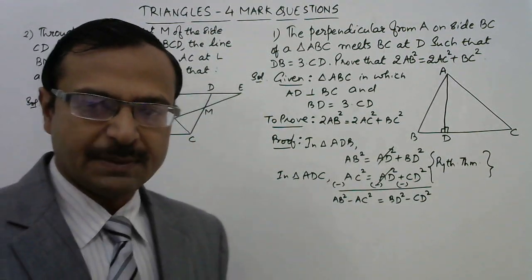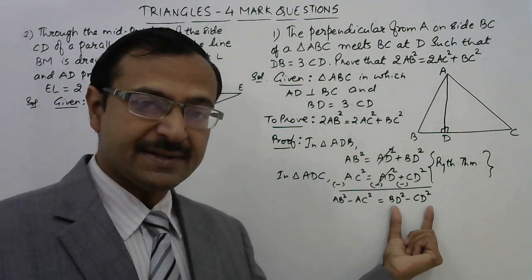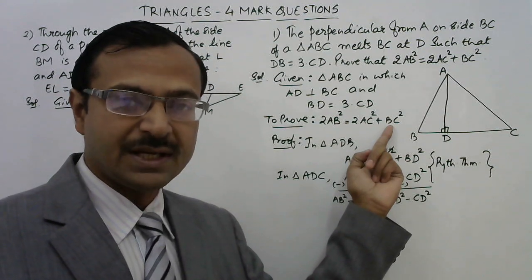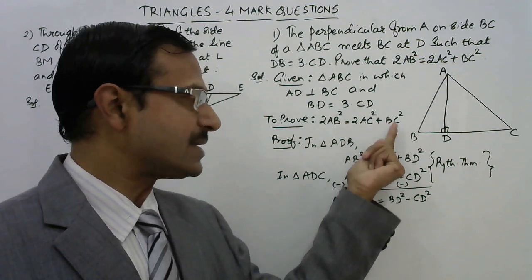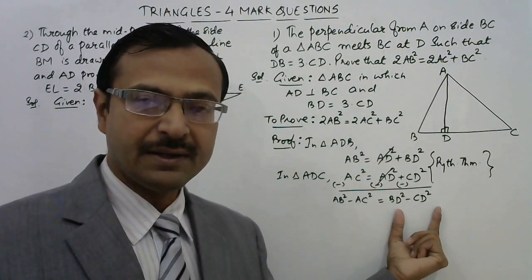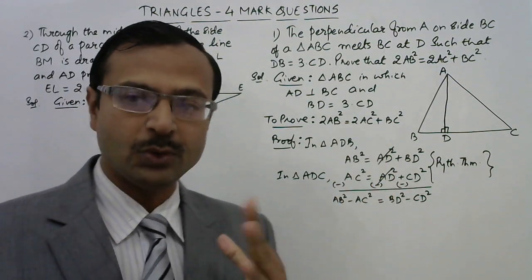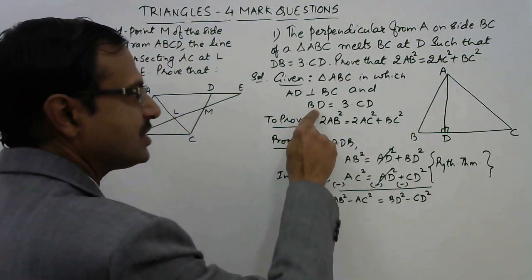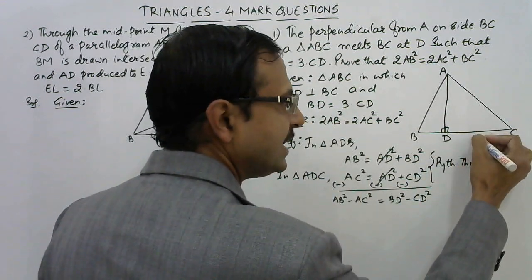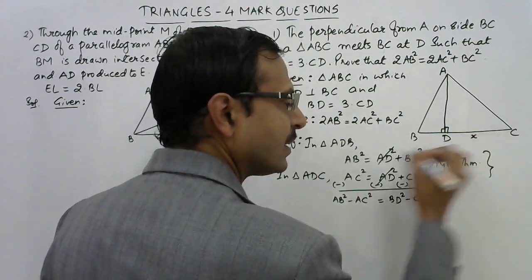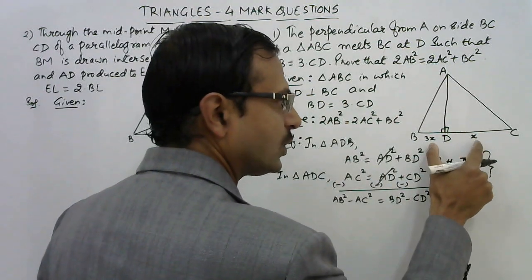After getting to this step, we need to find out a way through which we can convert this BD and CD in the form of BC. Why? Because in the thing to prove we have AB square and AC square which is already there, but BC square is there. In place of that we have here BD and CD. So let's convert BD square and CD square in the form of BC square. Now how do we do that? Now see, the relationship between BD and CD is given. BD is 3 times CD. So if CD is x, then BD is 3x, because BD is 3 times CD. So the total becomes 4x.